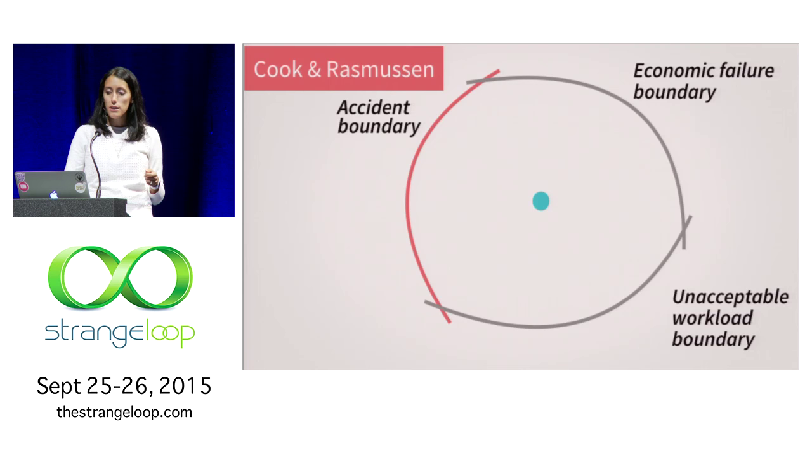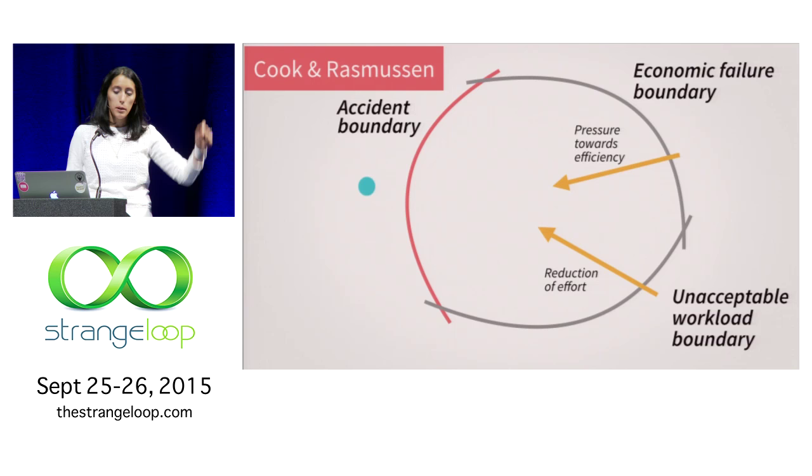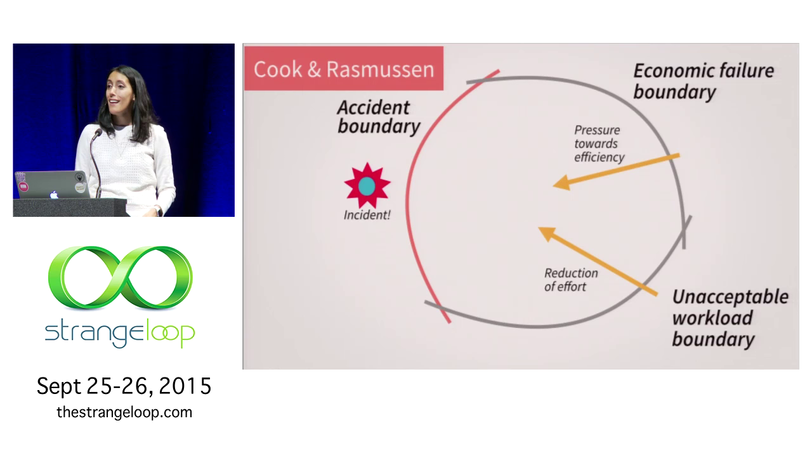So we have pressures that come from one set of boundaries. Say, for example, we needed to make this more efficient, and then it moves the operating point. And then maybe we say, okay, reduce cost, and then the operating point just goes. And at this point, we have an incident, because it crossed the accident boundary. We really don't like to have an incident. We don't really want to have outage problems or resilience problems in our application.